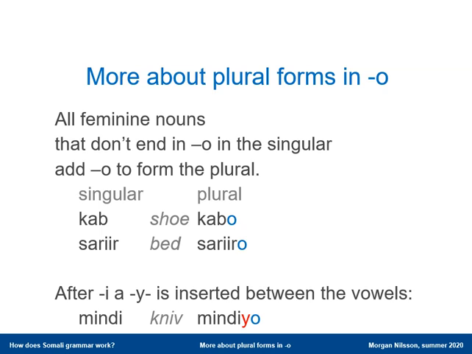If the feminine noun ends in i, the consonant y has to be inserted before the plural ending o, simply in order to prevent the two vowels from colliding. Two vowels do not occur next to each other in Somali. So the consonant y is inserted as a buffer between the vowels. We have mindi, mindiyo.